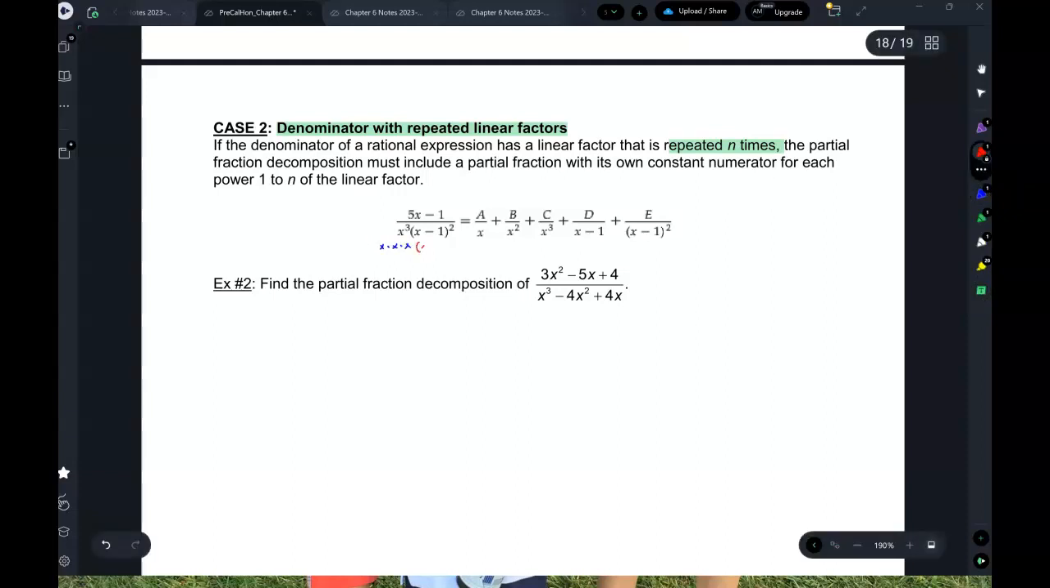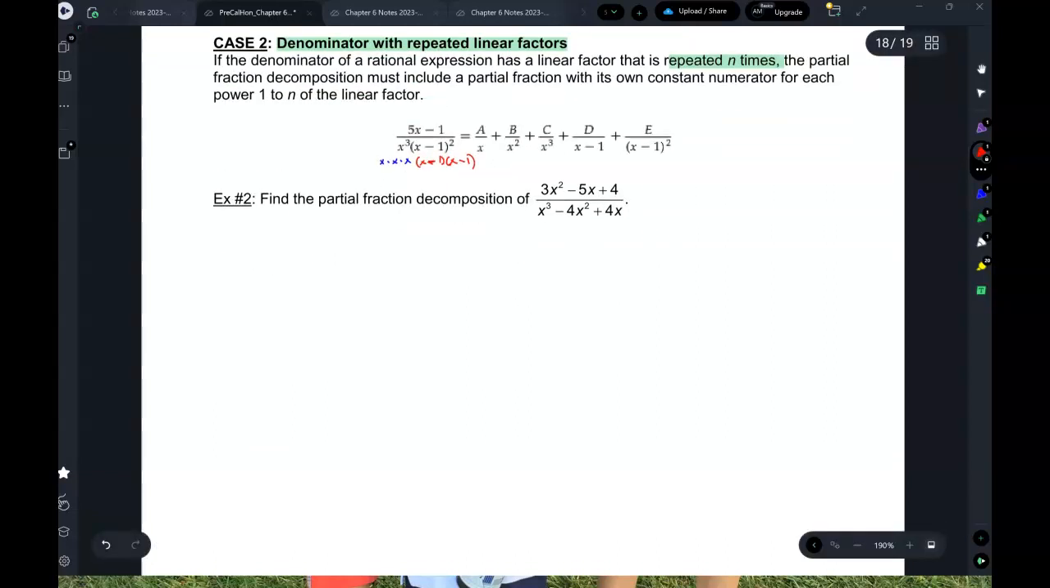And then you have x minus 1, x minus 1. So in total, how many terms do you have? 3 x's and 2 x minus 1's, 5 total. That means you have to have 5 total fractions. For the denominators, you take the first term, start with an exponent of 1, and build up until the maximum exponent. The same goes for x minus 1 squared.